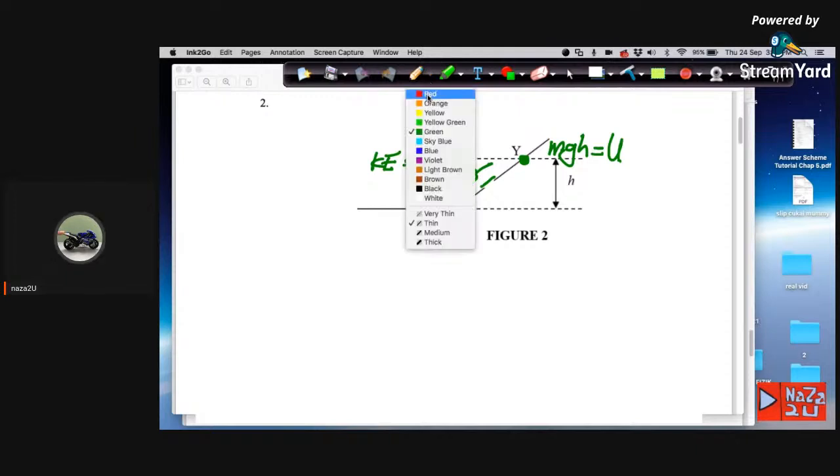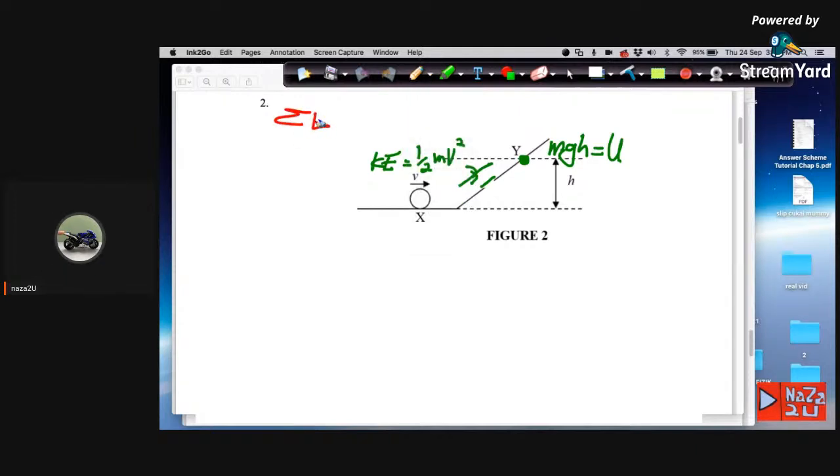Now by conservation of energy, the total energy before is equal to the total energy after. Initial is I, final is F. The initial refers to kinetic energy, because at this position it is at height h equal to 0, so potential energy is equal to 0. At the final position it stops, so kinetic energy is equal to 0. The potential energy at the initial position is 0 because h is equal to 0.